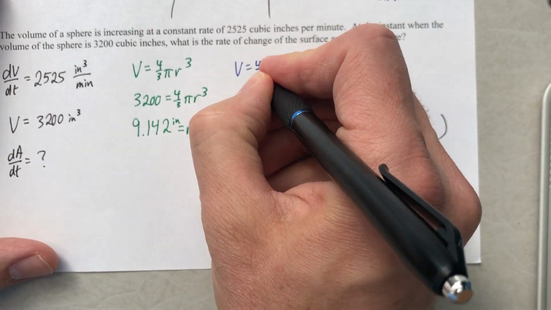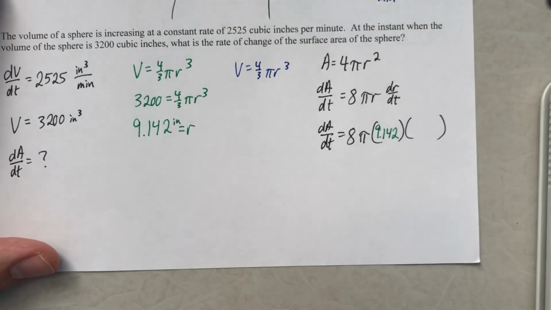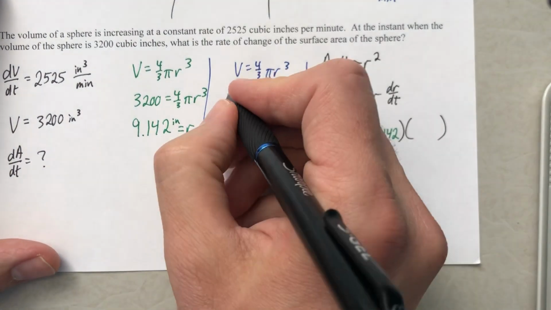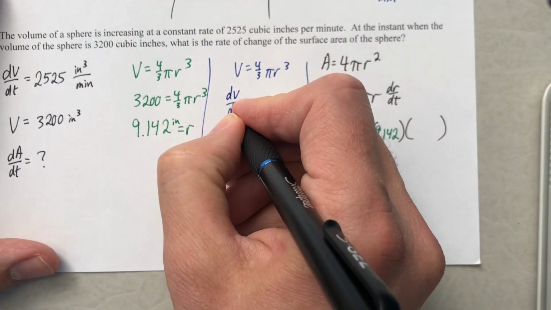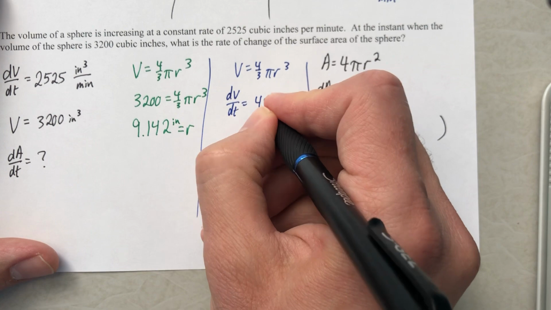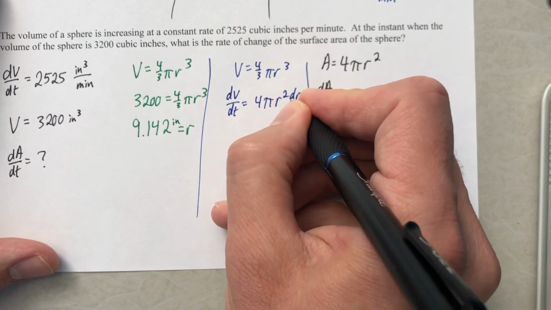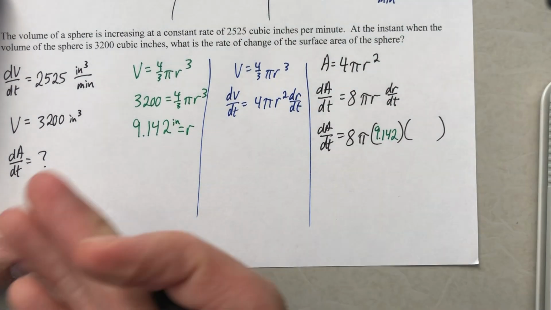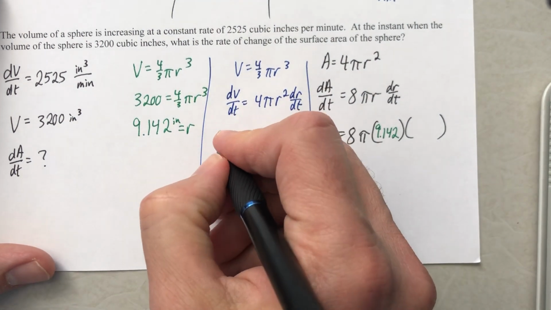Volume is 4/3 pi r cubed. I already wrote that once, let's write it again. The rate of change of the volume is 4 pi r squared dr/dt. There we go. We're going to plug some numbers in. Let's keep going. So 25.